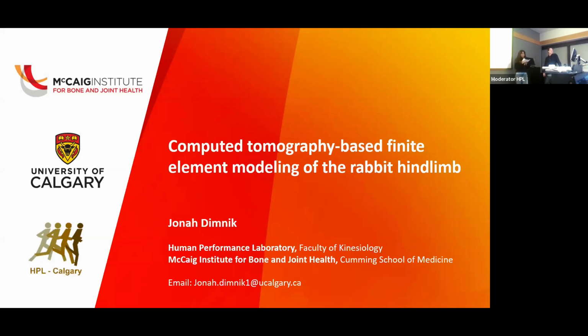For his presentation today, he will be talking about computed tomography-based finite element modeling of the rabbit hindlimb. Wonderful, wonderful. Thank you very much for the introduction. I'll kind of jump right into things here.